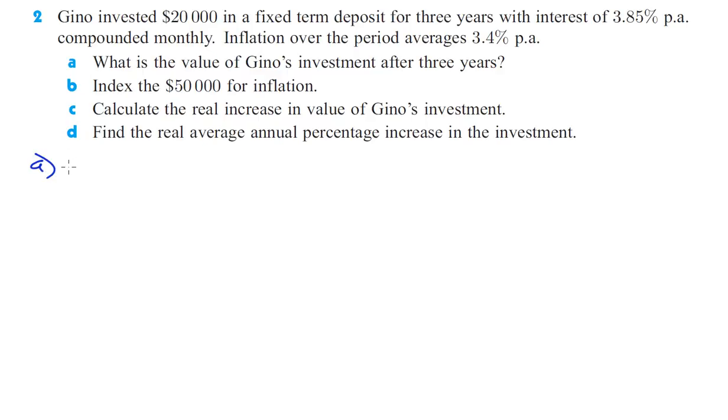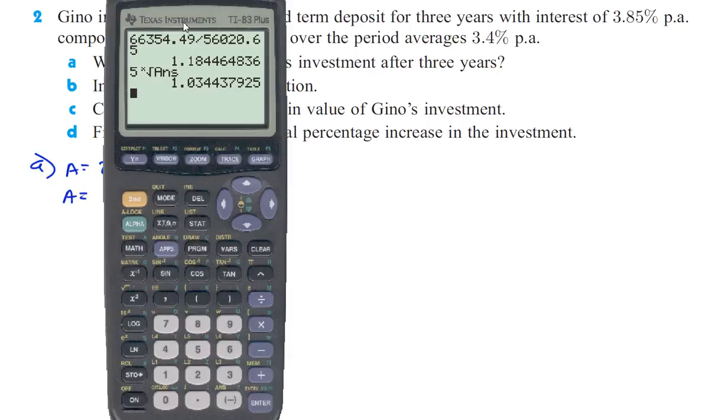So let's see, we've got the amount will be 20,000 times 1 plus the rate, which is 0.0385, divided by the number of compound periods per year. So since it's monthly, n is going to be 12. So that's all over 12. And then there's a 12 there, times 3 years is going to be a 3 there. So let's calculate that out.